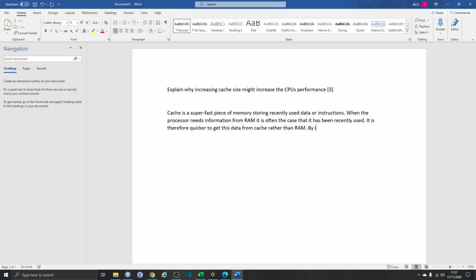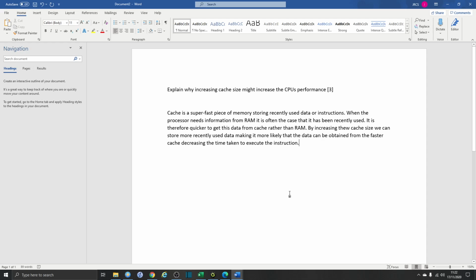By increasing the cache size, we can store more recently used data, making it more likely that the data can be obtained from the faster cache, decreasing the time taken to execute the instruction. There you go. So then my 3 parts to it: What is cache? Why does it affect CPU performance, and why does increasing the size of it affect CPU performance?